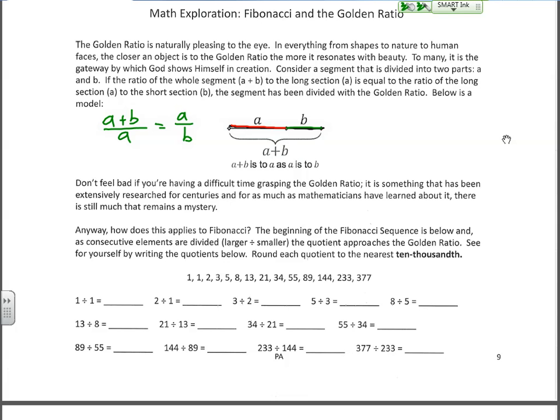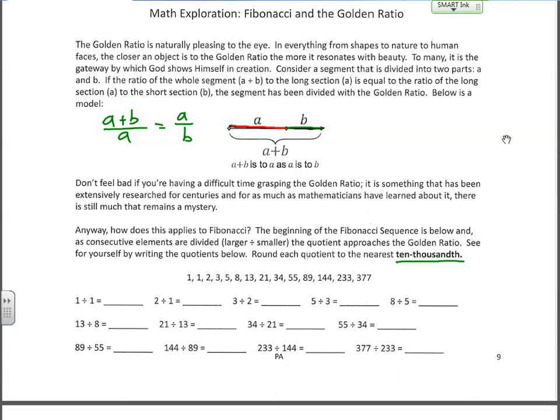How does this apply to Fibonacci? The beginning of the Fibonacci sequence is below, and as consecutive elements are divided, larger divided by smaller, the quotient approaches the golden ratio. See for yourself by writing the quotients below, round each quotient to the nearest 10,000th. Okay, and the nearest 10,000th.